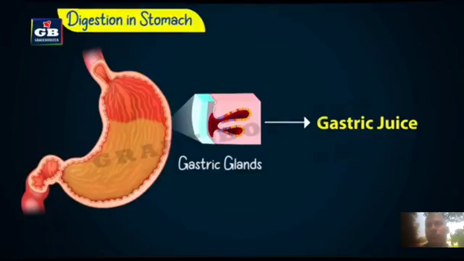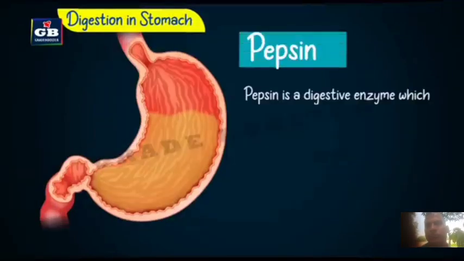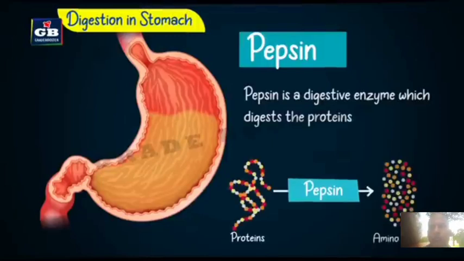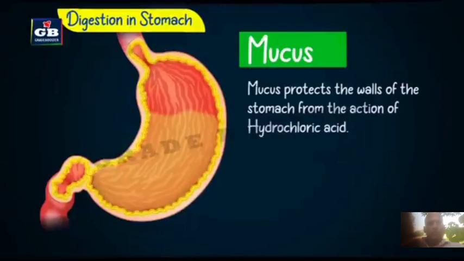Let us see the different components of this gastric juice. Gastric juice has pepsin, hydrochloric acid, and mucus in it. Pepsin is a protein digesting enzyme. The medium of the stomach should be acidic for the proper action of the pepsin. So, the medium of the stomach is made acidic by hydrochloric acid. HCl is a strong acid. It can cause damage to the stomach walls. A thick layer of mucus protects the walls of the stomach from the action of HCl.